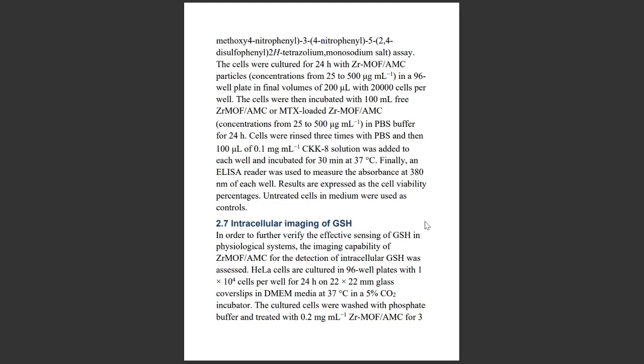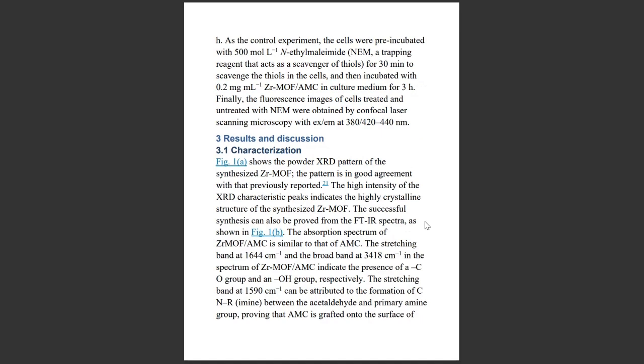Intracellular imaging of GSH. In order to further verify the practicality of GSH in the biological system, the imaging capability of ZrMOF-AMC for reduction of intracellular GSH was assessed. Cells were cultured in 96 well plates with 1×10^4 cells per well for 24 hours, or on 22 millimeter glass coverslips at 37 degrees Celsius in a 5% CO2 incubator. The cultured cells were washed with phosphate buffer and treated with 0.2 mg/ml ZrMOF-AMC for 3 hours. For control experiments, cells were pre-incubated with 500 micromole per liter NEM for 30 minutes to deplete GSH in the cell and then incubated with 0.2 mg/ml in the culture medium for 3 hours. Finally, the images of cells treated and untreated with NEM were obtained by confocal laser scanning microscopy, with excitation at 380 and emission at 424 to 814 nanometers.